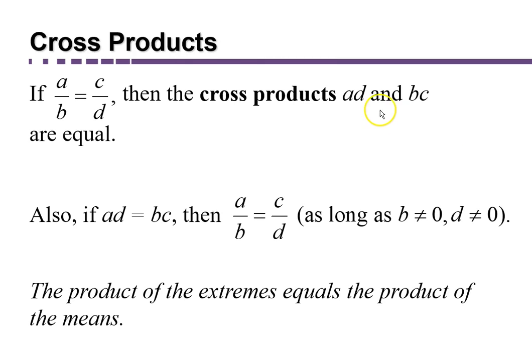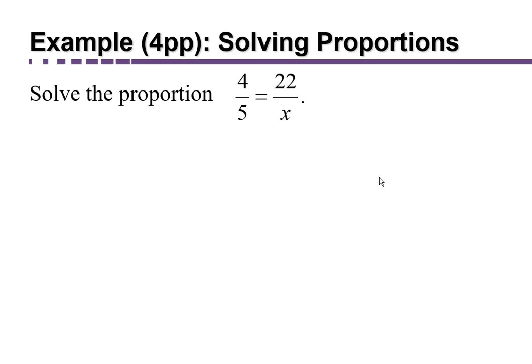And we've done the cross products already, and there's our statement that we already have in our notes. Now, this, as I mentioned in the earlier unit, can be used to solve when we have an unknown, that is, solving proportions. So this is example 4. We have 4/5 equal 22 over x. And we want to solve for x through cross multiplication.